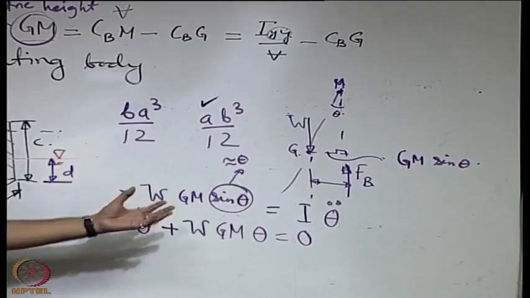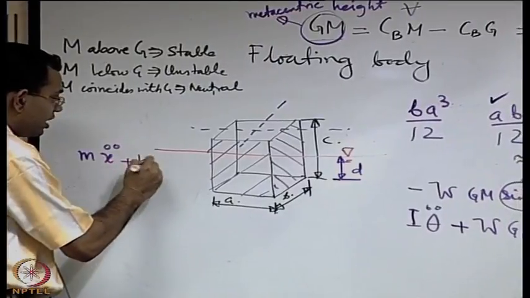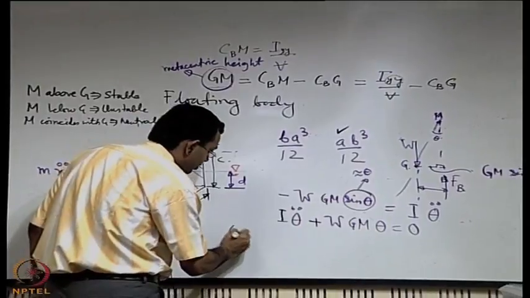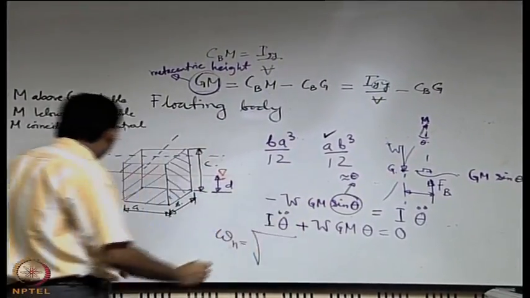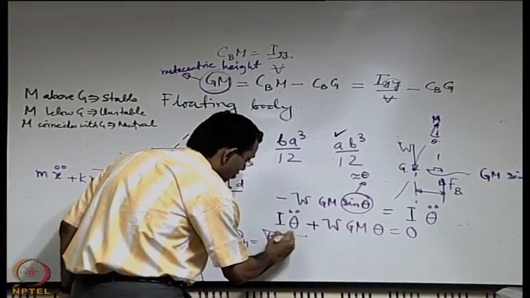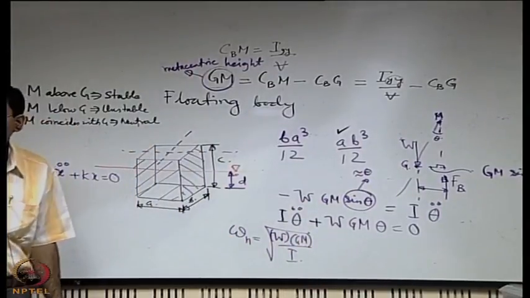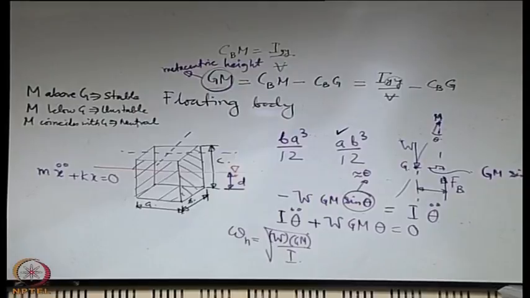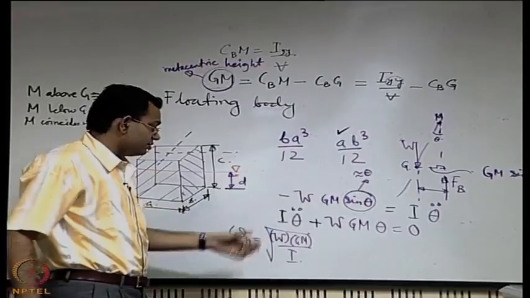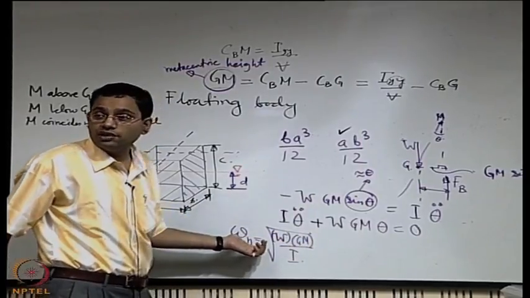So it is just like the equation of a spring mass system, m x double dot plus k x equal to 0. What is the natural frequency of oscillation of this system? Root over equivalent stiffness by equivalent mass. So W into GM divided by I, under the root, is the natural frequency of oscillation of the system. It is an angular oscillation, not a linear one. So you can clearly see that the greater the metacentric height, the greater will be the frequency of oscillation.